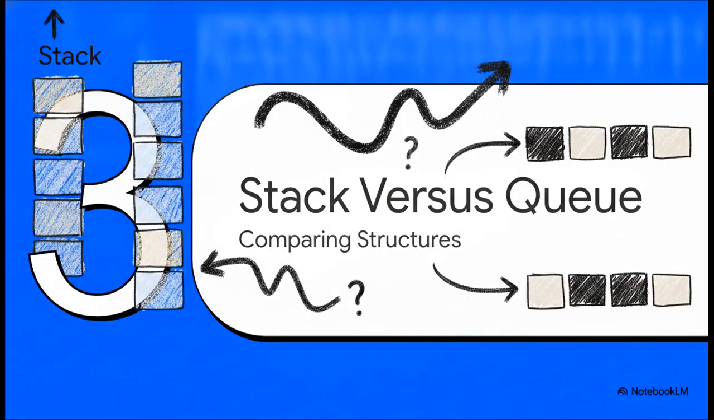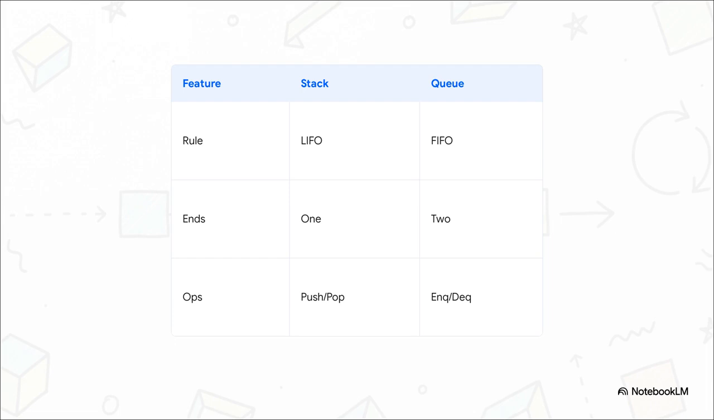Let's pivot slightly into Section 3, Stack versus Queue. If you've studied data structures before, you definitely know about stacks. A stack is LIFO, last in, first out. Think of a stack of dinner plates. You add to the top and you remove from the top, using only one end.